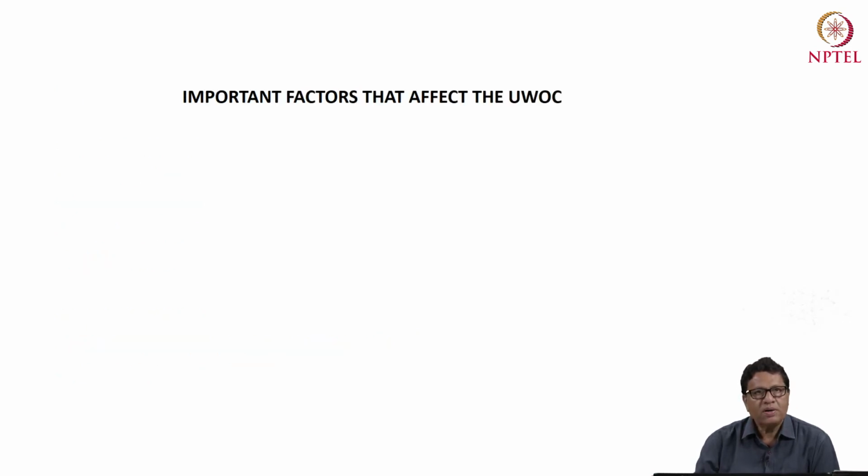So what are the important factors that affect underwater optical communication? One, as I told you, is absorption and scattering. The light is absorbed and also scattered depending on the type of water. If it has more suspended particles, then the light is likely to be scattered, and depending upon the impurity in the water, the light is absorbed. So this is one major factor which basically decides how much power you will get at the receiver.